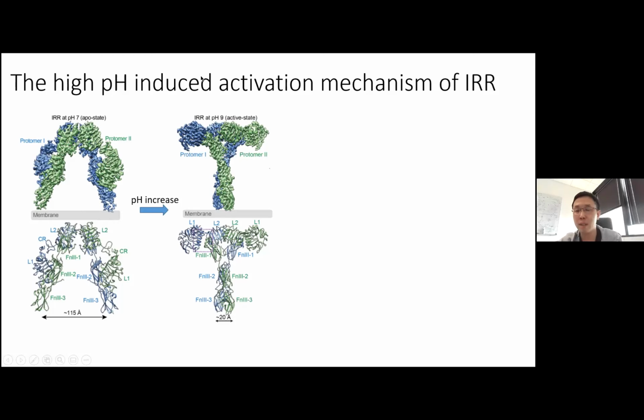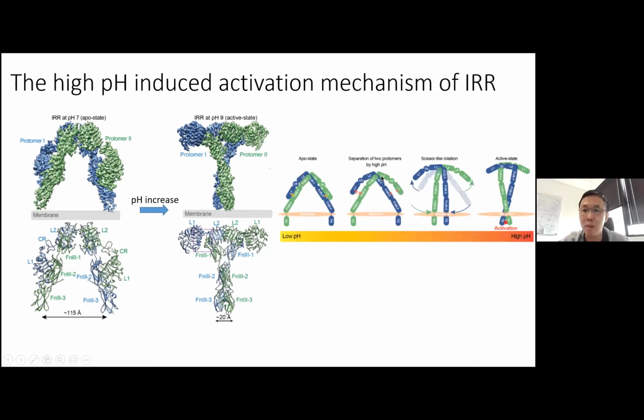But different from the insulin receptor and IGF-1 receptor, those active states are maintained only by the receptor-receptor interaction, because no ligand is involved in this interaction. This is our model: the pH change can disrupt the apo structure and thereby promote the conformational change for activation.